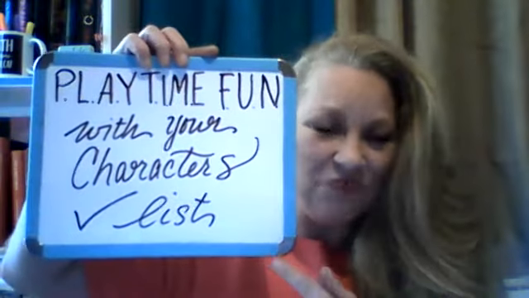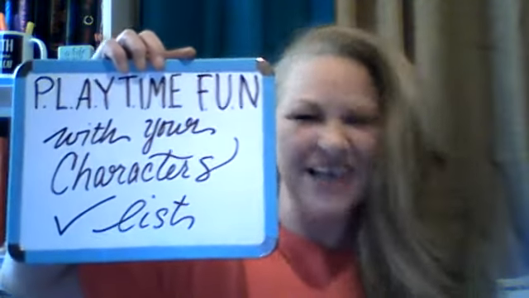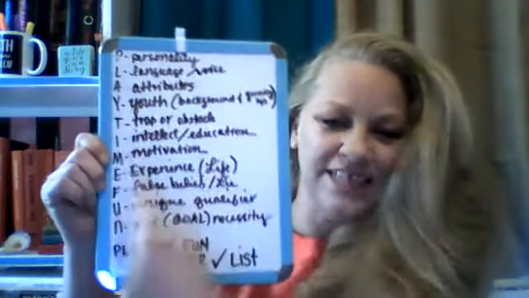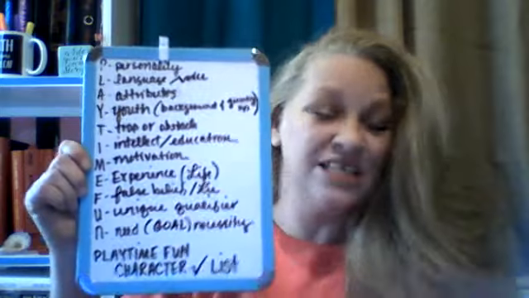So what we have, I have a little board made up, and again, it's the Playtime Fun with your characters, and it's sort of like a checklist. So, first of all, I know this video quality isn't that great, but I'm having to use my desktop and, use what you've got. So, anyway, what I've come up with is the word Playtime Fun. And it's basically a checklist to make sure that you are bringing your characters to life.